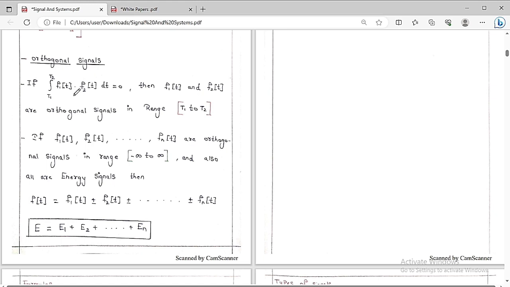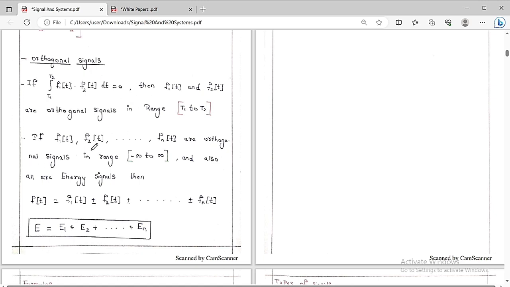So we can say if the integration from T1 to T2, f1 of t and f2 of t dt is equal to 0, then f1 of t and f2 of t are called orthogonal signals in the range from T1 to T2. So this is the condition for real signals. And if you want the condition for complex signals, keep the conjugate. That's it. Everything else remains the same.